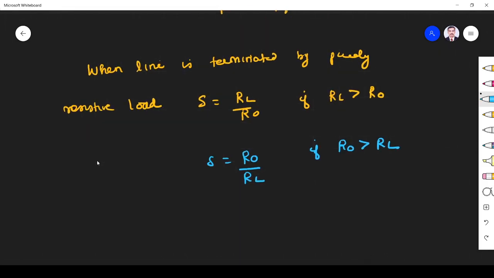Purely resistive load means Z is equal to R. So that is what we have to know. So Z naught is equal to RL is equal to ZL. Purely resistive load, Z is equal to R.